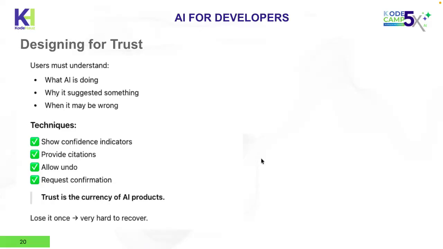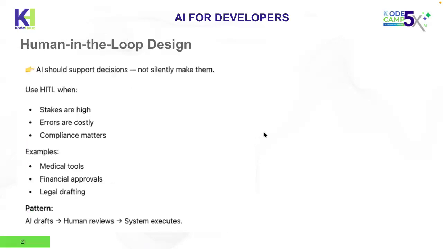Meanwhile, the whole reason why you put AI there was to keep them. Okay. Then we have what we call human in the loop. So human in the loop means essentially AI should support decisions. AI should allow the user to be the one to take the decision. It's the same thing that we just said.